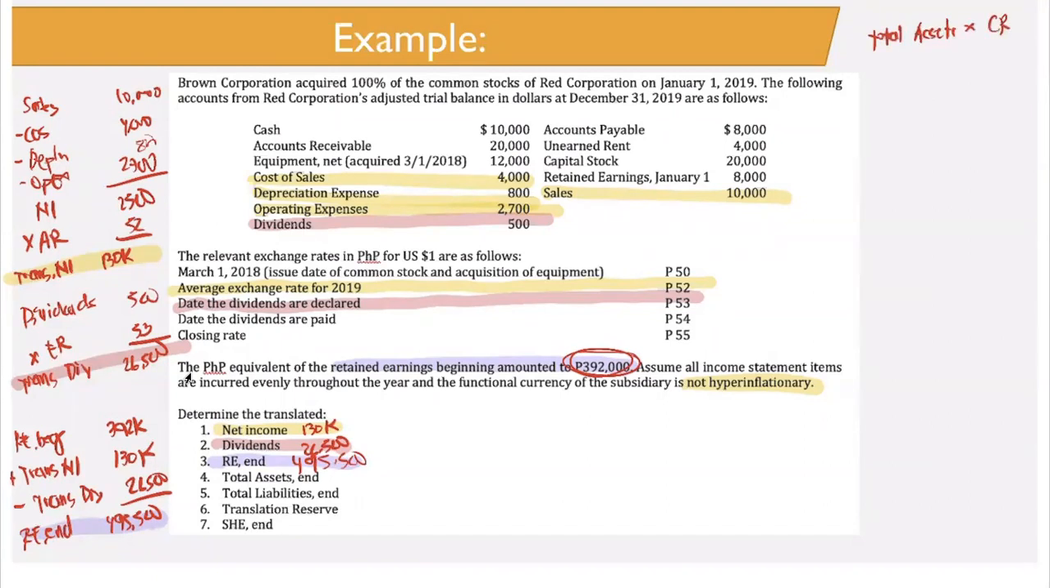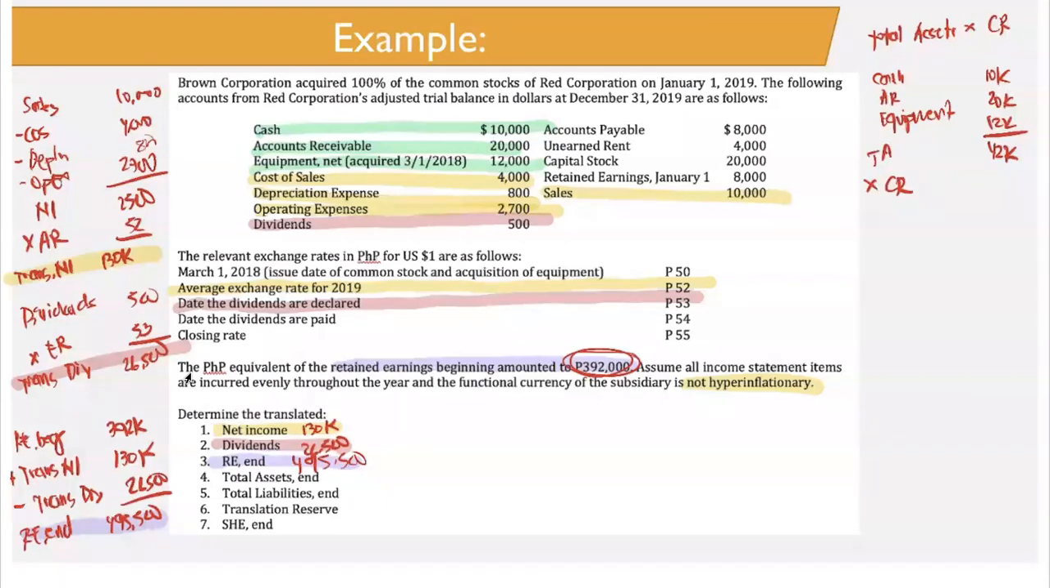Next, total assets. For total assets, we just need to compute for assets multiplied by our closing rate. Our assets are cash, AR, and equipment at net. So 10,000, 20,000, and 12,000. This is equal to $42,000. So this is your total assets.